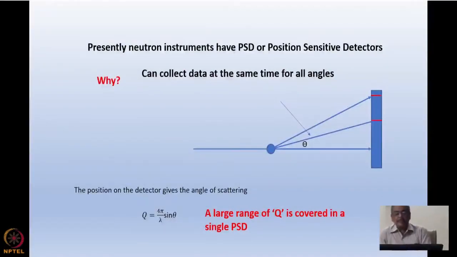So this brings us to a new kind of detector which I'll describe to you, known as position sensitive detectors or PSDs. What do you mean by position sensitive? You can see here I have shown you an incident beam and these are the scattered beams. Now this position sensitive detector not only detects the neutron, it can tell us at which position it is detected. So that means I can get the information about the momentum transfer from the position information on this detector.